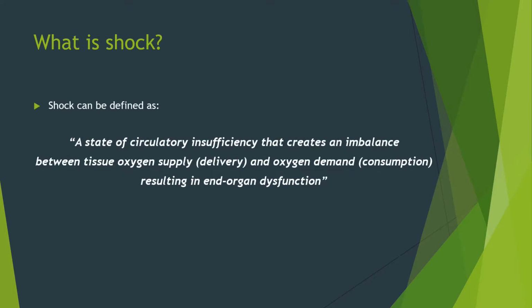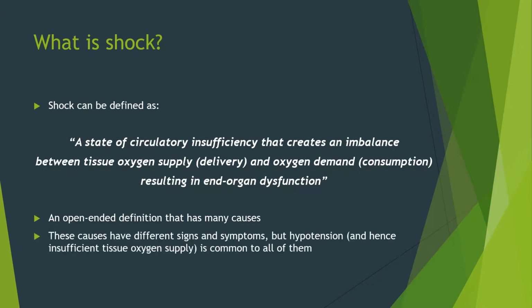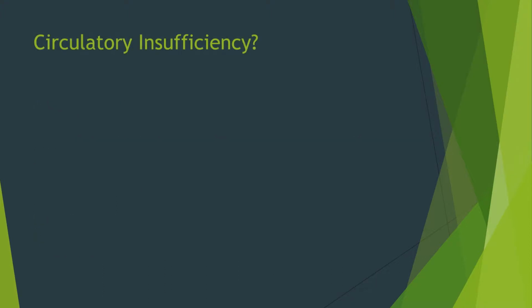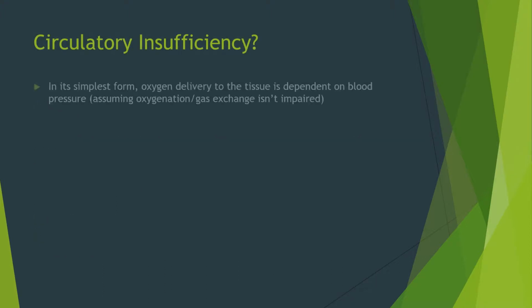So it can be defined as a state of circulatory insufficiency that creates an imbalance between tissue oxygen supply or delivery and oxygen demand or consumption, resulting in end organ dysfunction. So it's quite an open-ended definition that has many causes, and these causes have different signs and symptoms, but hypotension and hence insufficient tissue oxygen supply is common to all of them. So what is meant by circulatory insufficiency?